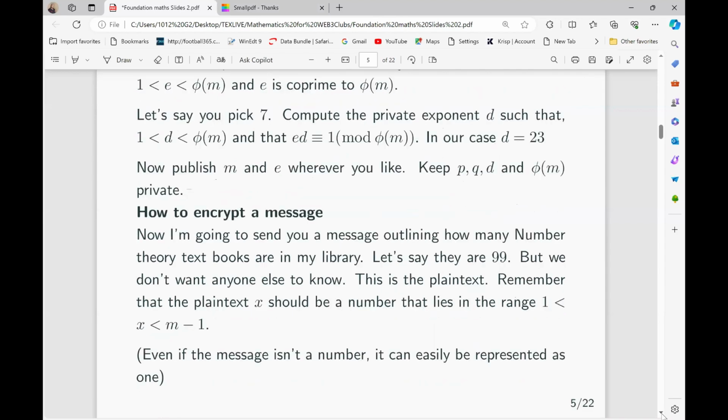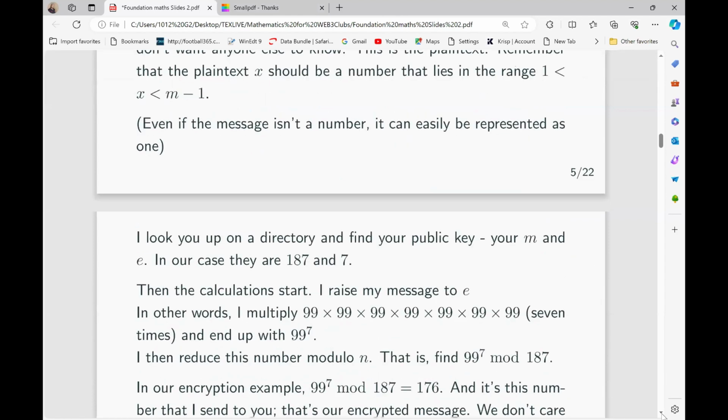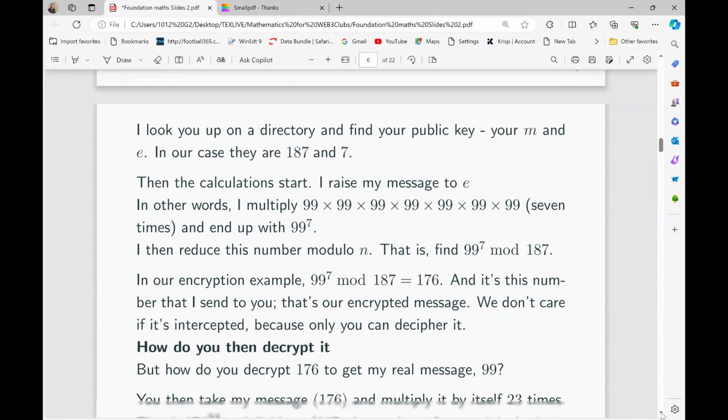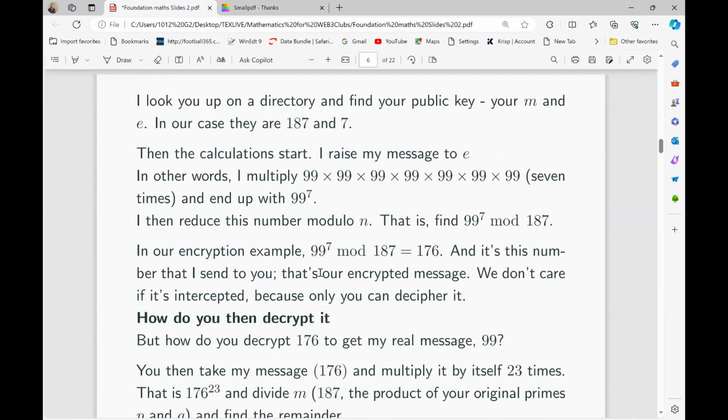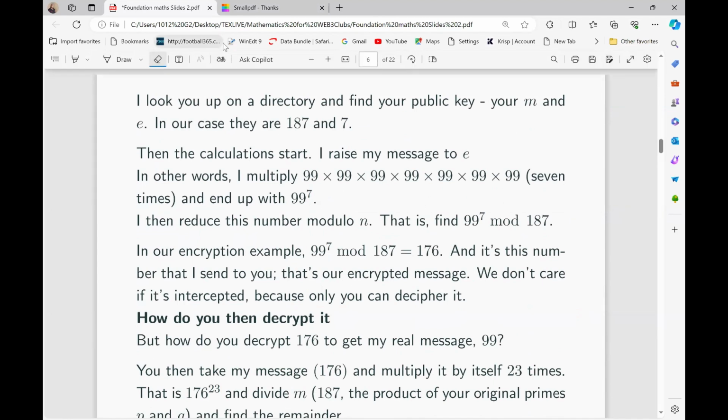Now, you had chosen 7 as your E and your M was 187. You sent those to me. My message was 99. So I take 99 and raise it to 7, and I do it mod 187 using the fast powering algorithm. I will do that and get 176.